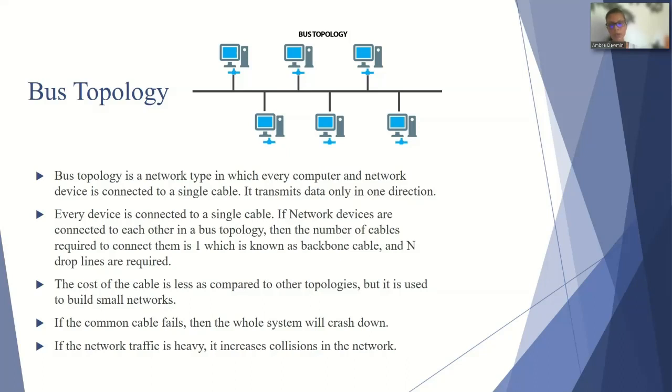and n drop lines are required. The cost of the cable is less as compared to other topologies, but it is used to build small networks. If the common cable fails, then the whole system will crash. If the network traffic is heavy, it increases collisions in the network.